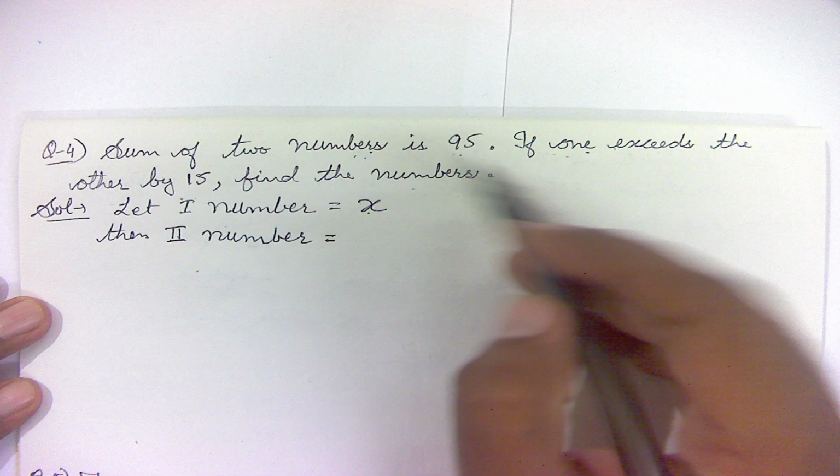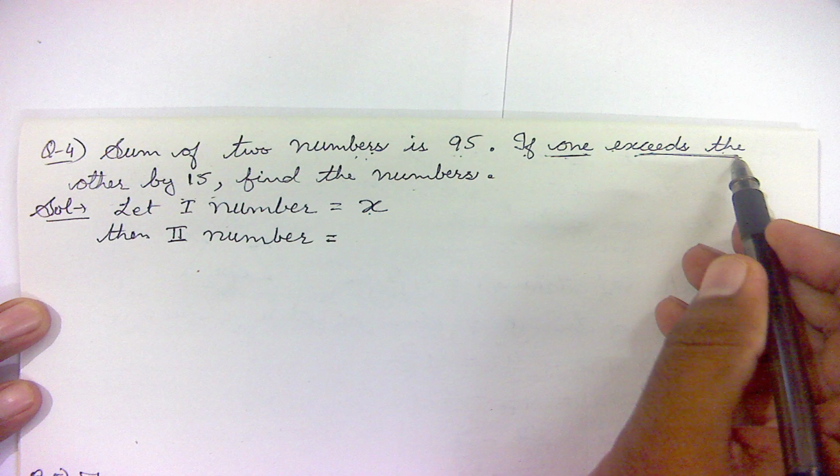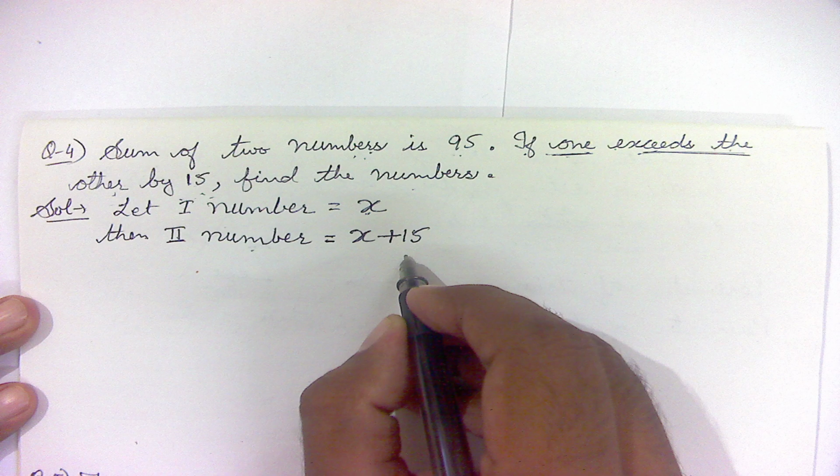So here the second statement says one exceeds the other by 15. What does it mean? That one of the numbers exceeds the other, means it is more than the other by 15. So if we are taking the first number as x, now the second number will be exceeding this by 15, means it is more than the first one by 15. So the second number becomes x plus 15. Hope this is clear to you. So the two numbers which we are to find out, one will be taken as x and the other will be taken as x plus 15.